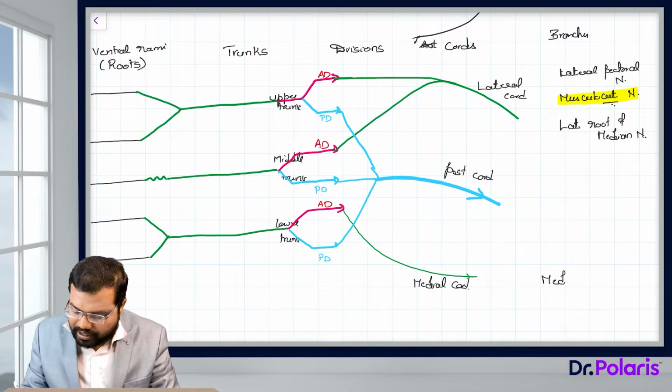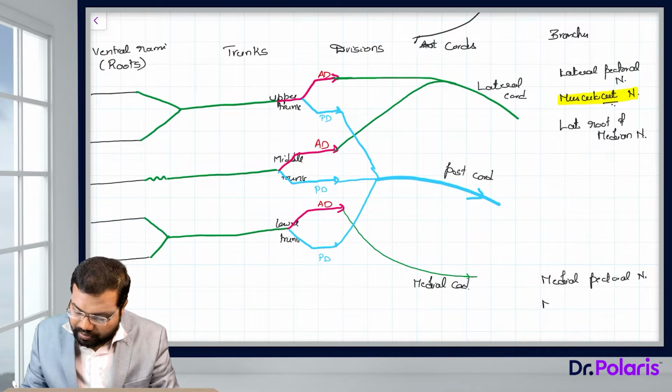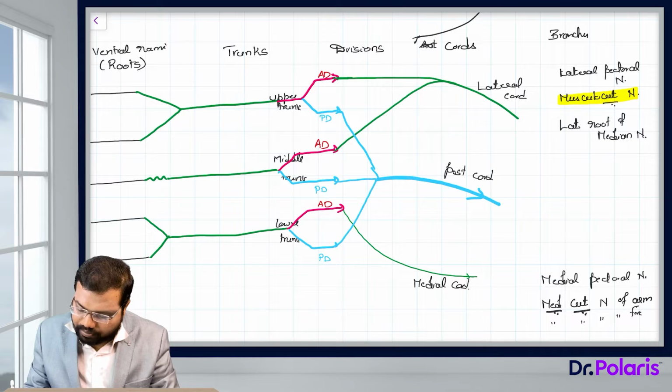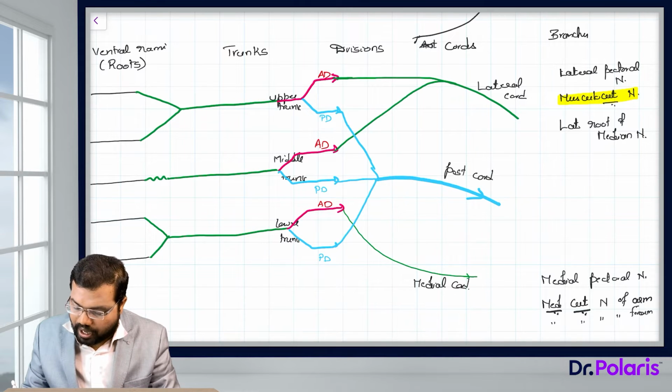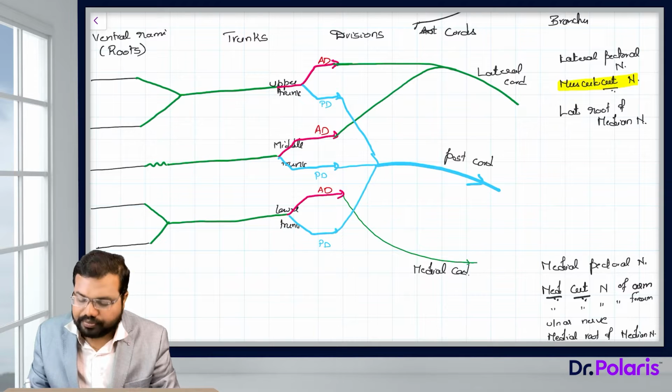Coming to the branches of the medial cord. The medial cord has the medial pectoral nerve, just like the lateral pectoral nerve of the lateral cord. Next, instead of the musculocutaneous nerve, here it has the medial cutaneous nerve of the arm, which means it supplies the medial part of the arm. Similarly, the medial cutaneous nerve of the forearm, the ulnar nerve, and also the medial root of the median nerve.